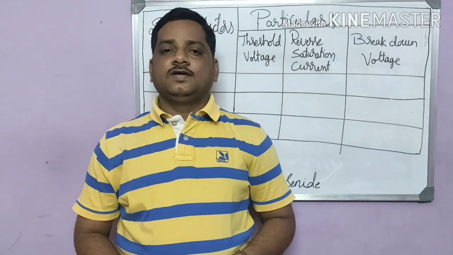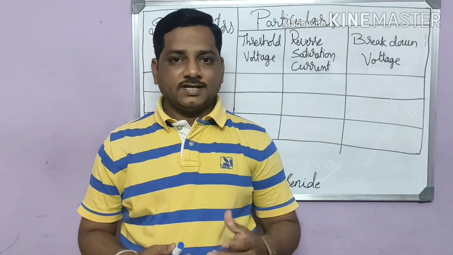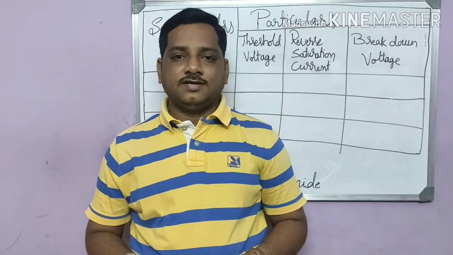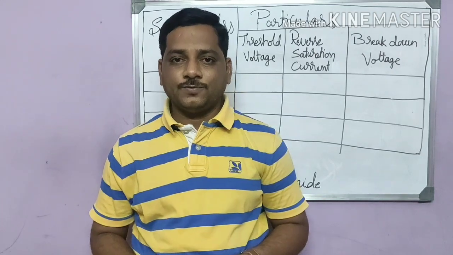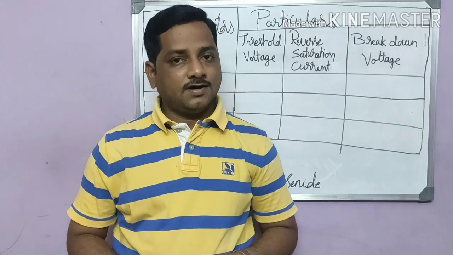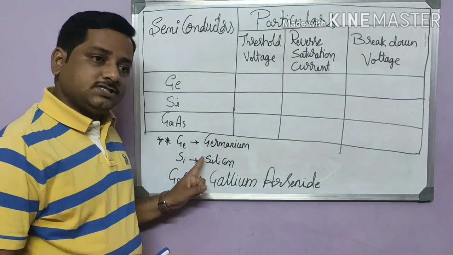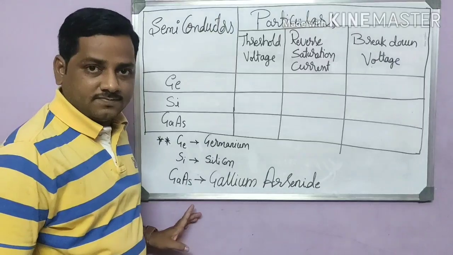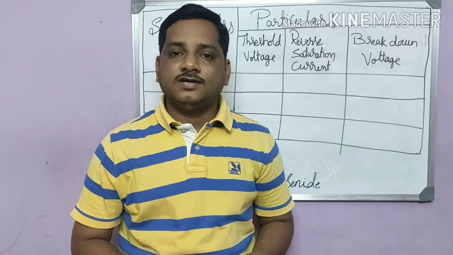Today in this session, we shall discuss the characteristics of the semiconductor diode. That is part of diode circuits. The diode, as I named it, a semiconductor diode, is developed using a few semiconducting materials. Those materials are germanium, denoted as Ge, silicon, denoted as Si, and gallium arsenide, denoted as GaAs. These are the major semiconducting materials used to develop the diode.